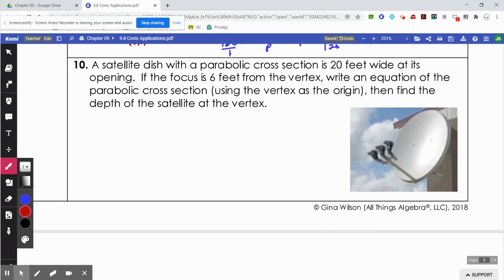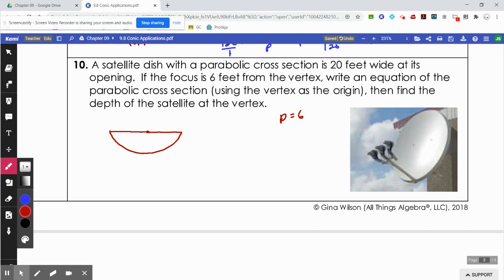Number 10, a satellite dish has a parabolic cross section, and we can see that right here. It is a parabola if you look at it from the side. The cross section is 20 feet wide at the opening. If the focus is 6 feet from the vertex, so you have this satellite dish that at the opening is 20 feet wide, so the distance from here to an edge is going to be 10 feet, and the distance from there to an edge is going to be 10 feet. The whole distance is 20. The distance from the focus to the vertex is 6, so that's going to be your p-value. So we have a p-value of 6.